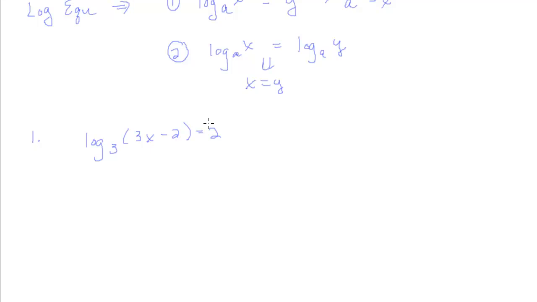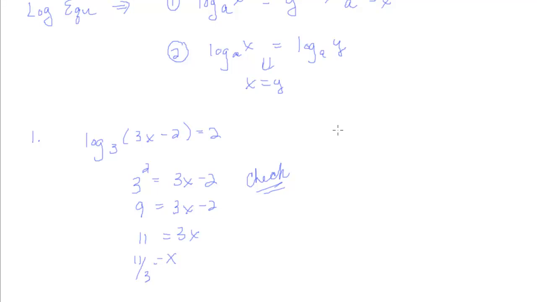Okay, so we have the first of the two situations that I just mentioned. I have a log expression equaling a number, so the easiest thing to do is to just change it to an exponential expression and solve. So this is just 9 is equal to 3x minus 2. I can add 2 to both sides, so 3x is equal to 11, and x is equal to 11 over 3. Now, you have to always check your solutions with log equations.